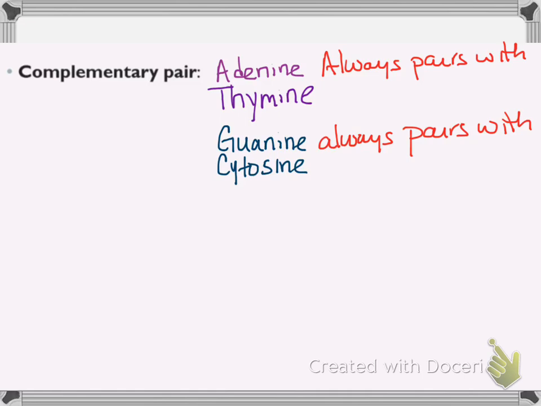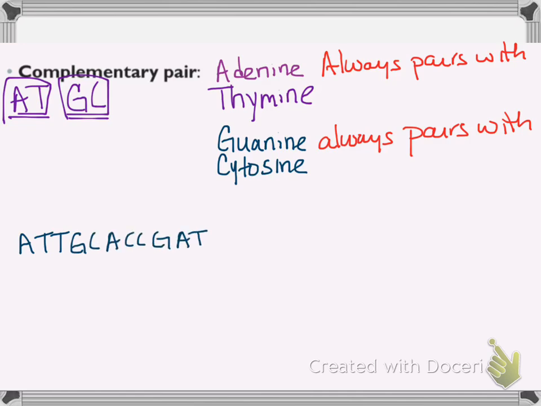That's a complementary pair. A and T, G and C. The way to remember what goes together is at Greenville City. Okay, you go to school at Greenville City. AT, always together, makes the word at. Greenville City, GC. All right, so down below I have written this strand of letters.